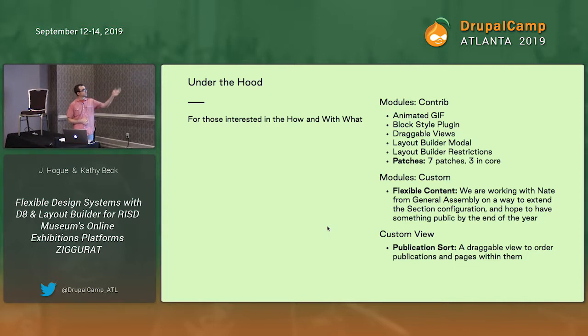And then part of what's under the hood was a custom view that we built to allow authors to control the order of the chapters within a particular publication. So it's not a menu system per se, it's a view, but it replicates kind of what menus would normally do.